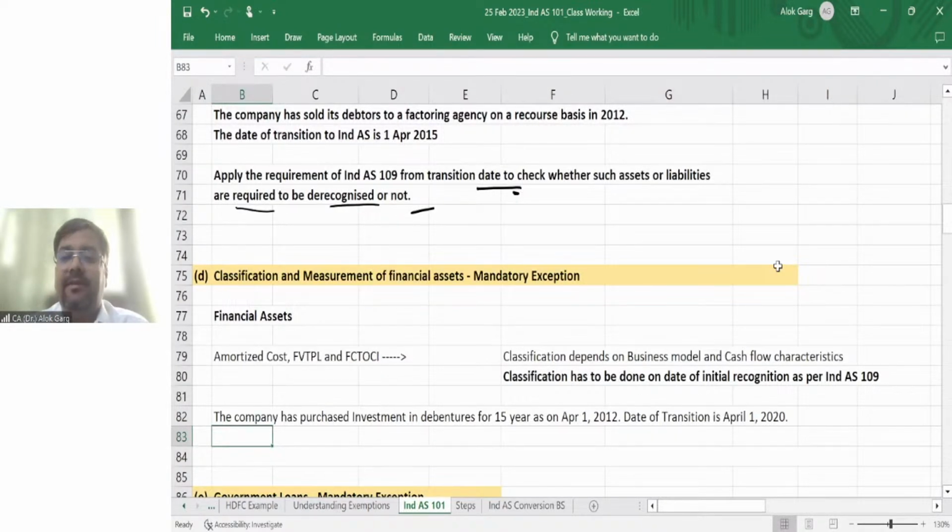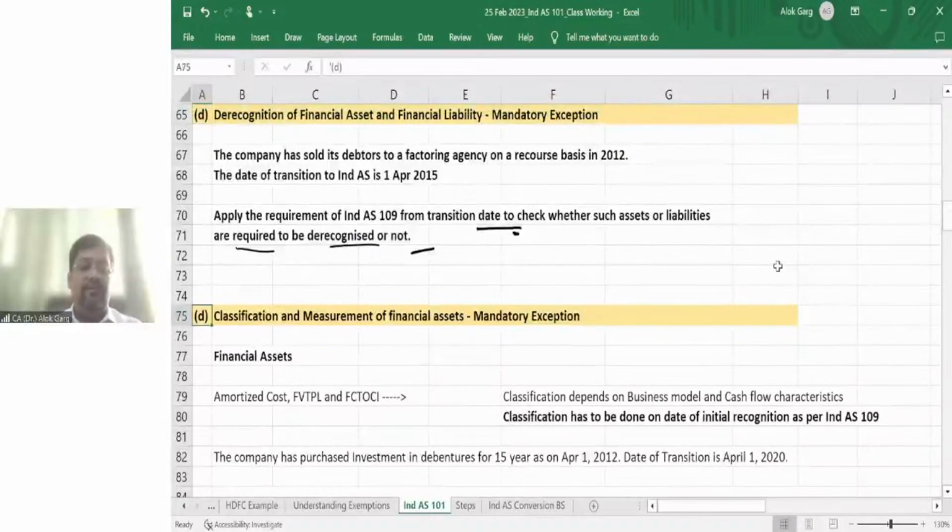Which is not correct. So the standard says that it could be a very cumbersome task to find out the business model and cash flow characteristics which existed on the date of initial recognition. So what breather has the standard given you? Tell me, what facility has Ind AS 101 given you?